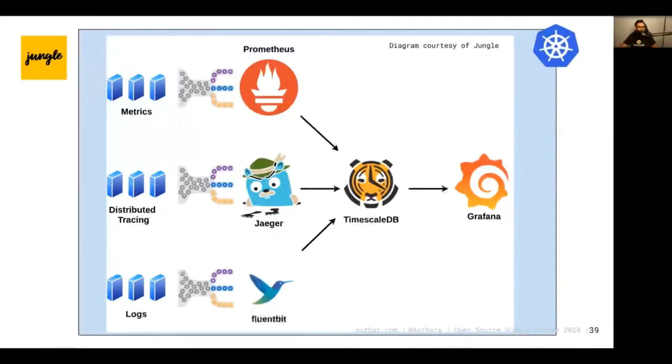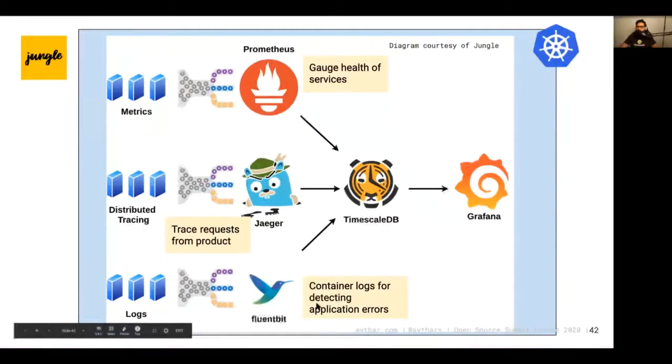So let's take a look at Jungle's observability stack, a bit of a less complex diagram than the previous one. Jungle's stack is composed of a mix of metrics, logs, and distributed tracing between the different components. So the first point is that they use Prometheus to collect metrics in order to gauge the health of their services. The second tool that they're using is Jaeger, which allows them to trace requests from their product in order to see how they travel through the various microservices. The third tool that they use is FluentBit, and this is a tool for getting the logs from their containers in order to help them detect different application errors.